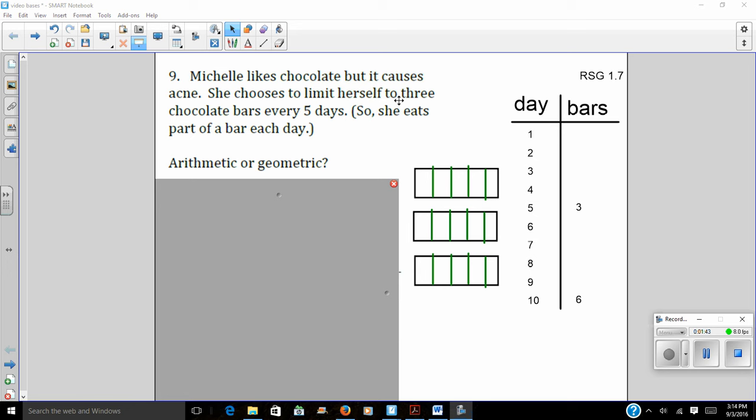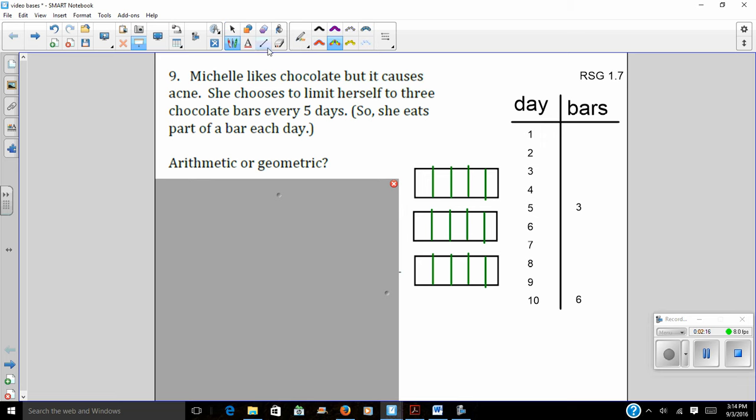If she chooses to limit herself to 3 bars every 5 days, I kind of have a model here. We've got 3 bars sitting here. The way I was thinking about it is that if she can eat 3 bars every 5 days, that means if she takes every bar and divides it into 5 pieces, she can eat one of the pieces of each of those bars every day. This may be a little bit of a convoluted way of looking at it, but it really helps us see the fraction at work here.